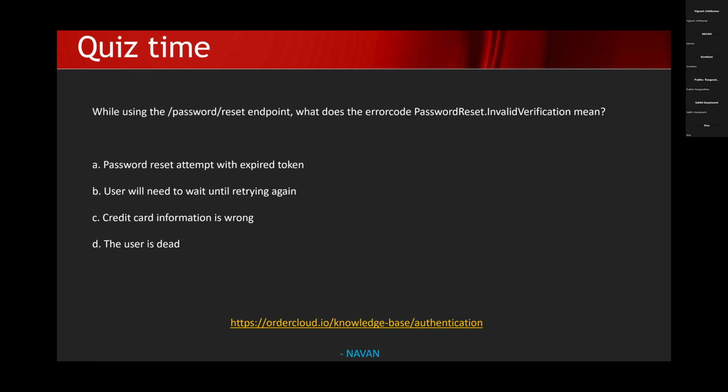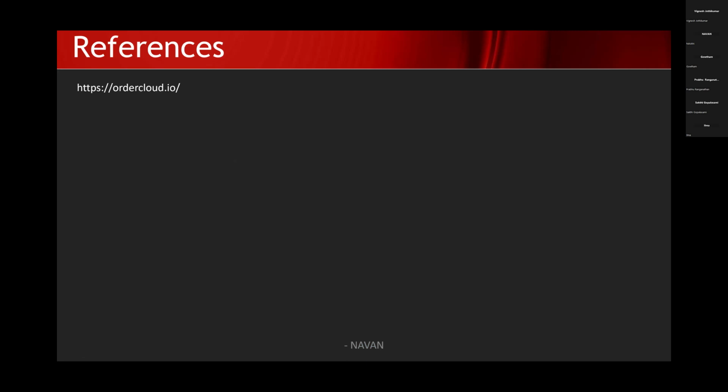While using the password reset endpoint, what does the error code password reset dot invalid verification mean? Password reset attempt with expired token, user will need to wait until retrying again. So invalid verification is the first option, password reset attempt with expired token. This is available in this URL. I picked it up from this URL and just framed it as a question. That's all, we have covered it.